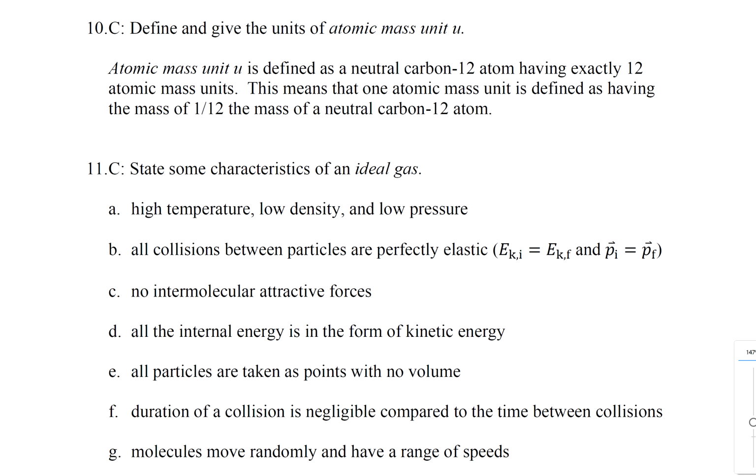Question 10. Define and give the units of atomic mass unit U. Atomic mass unit U is defined as a neutral carbon-12 atom having exactly 12 atomic mass units. This means that one atomic mass unit is defined as having the mass of 1/12 the mass of a neutral carbon-12 atom.